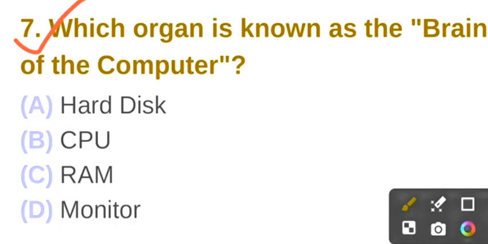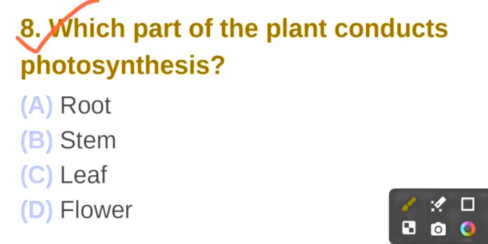Question number 7. Which organ is known as the brain of the computer? The correct answer is option C, CPU. Question number 8. Which part of the plant conducts photosynthesis? The correct answer is option C, leaf.